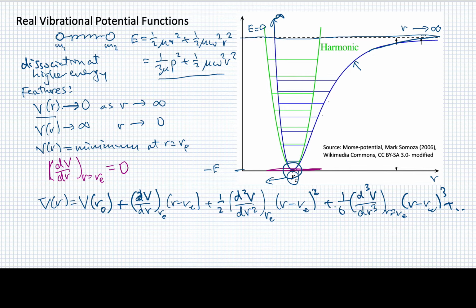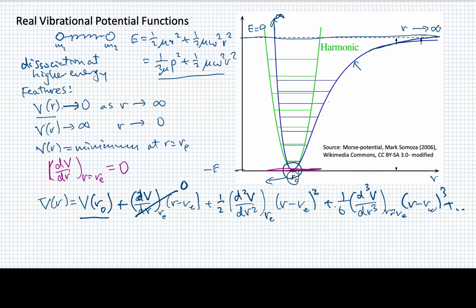And there are higher order terms, of course. All right, so how can we relate these different terms? Well, we know, first of all, that this term is just going to be 0 because we've already said that the slope at that minimum is 0, so we can get rid of that term altogether.